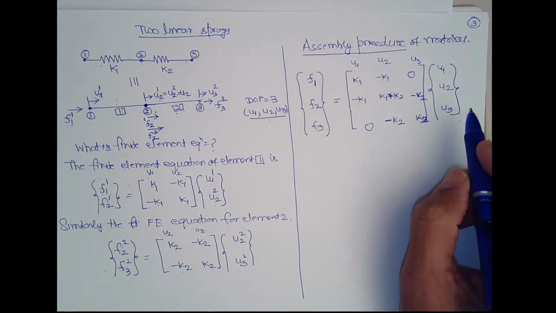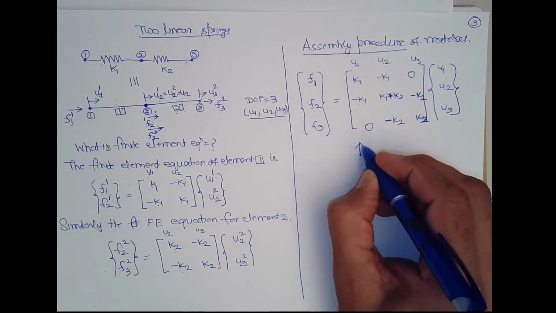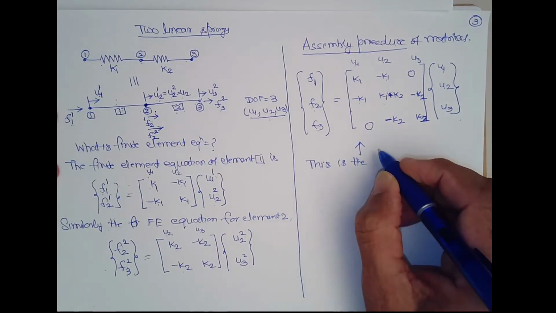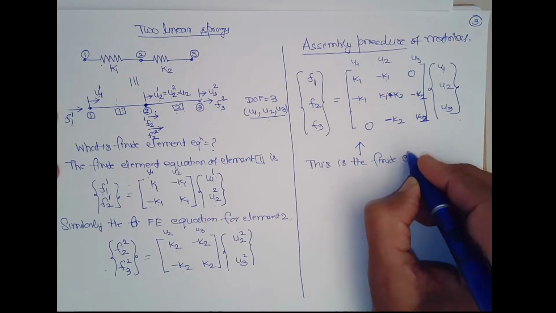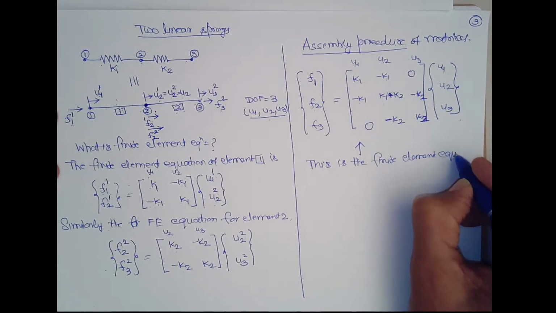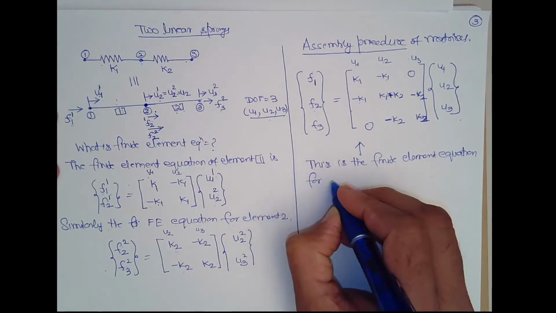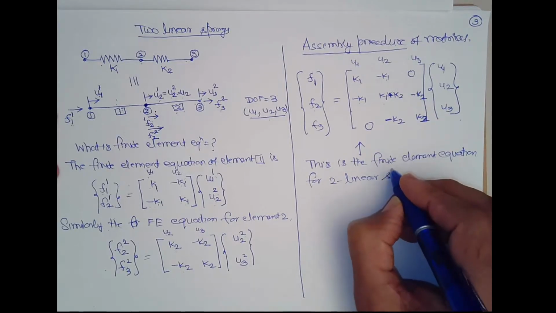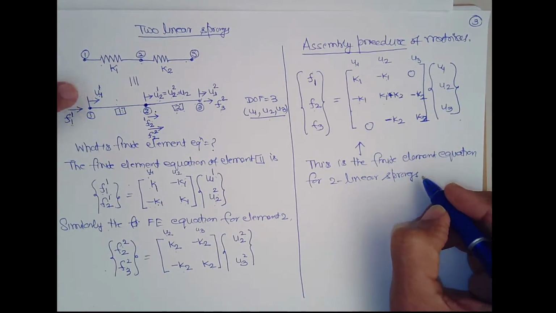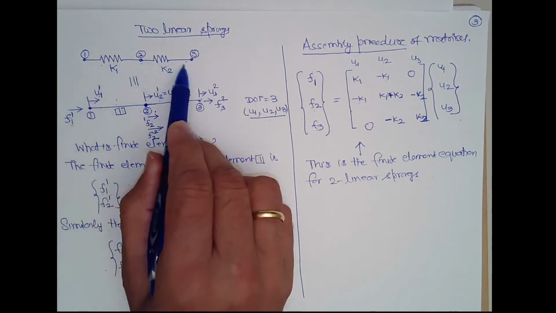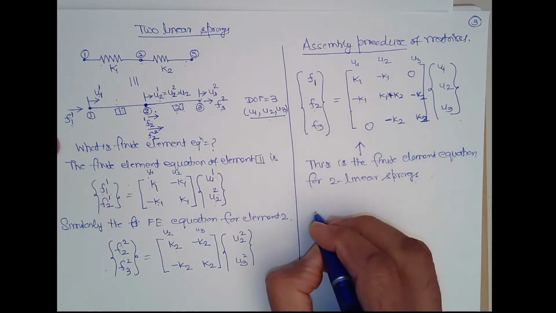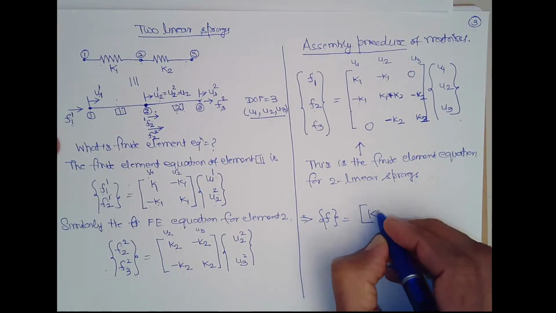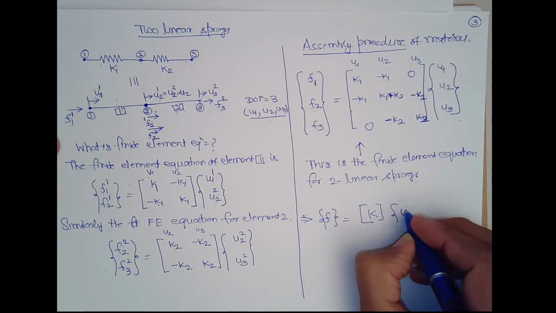So this procedure, this is actually what we can say is the finite element equation for two linear springs, for this particular figure. If this is joined this way, then this is a finite element equation. So symbolically, I can write, okay, this is my nodal force, and this is my stiffness matrix, and this is my displacement matrix.